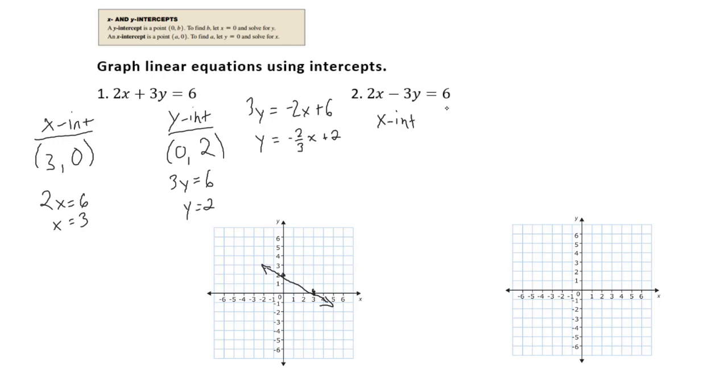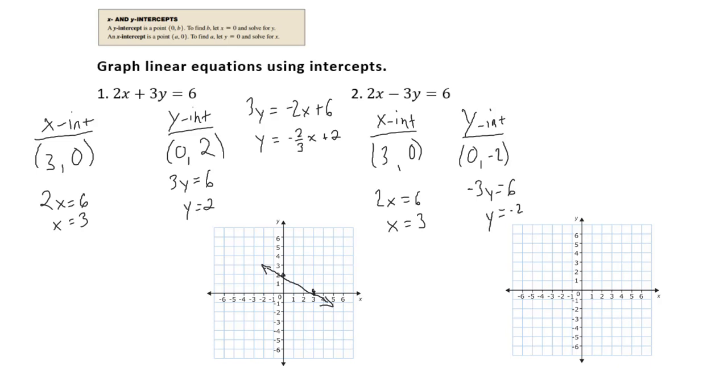Let's look at our next example. X-intercept is something, 0. Y-intercept is 0, something. So as we plug in the 0, we get 2x equals 6, so x equals 3. Plug in 0 for x, you get negative 3y equals 6, divide by negative 3, and you get y equals negative 2. And so (0, negative 2) and (3, 0), connect those points, and we have our line there.